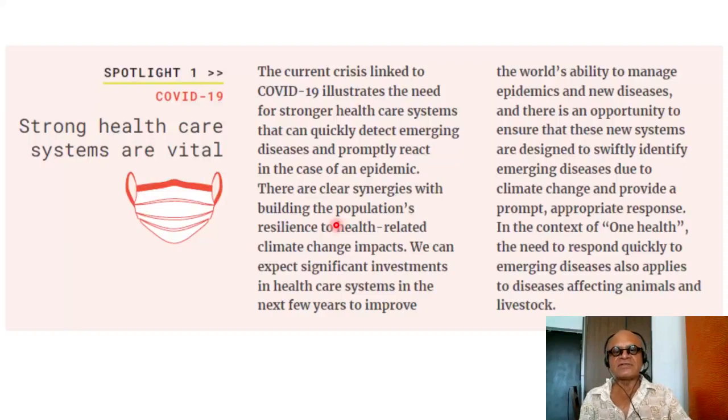So there are various ways in which you can deal with such healthcare system issues in the face of a rapidly evolving disease. There are clear synergies with building the population's resilience to health-related climate change impacts. We can expect significant investments in healthcare systems in the next few years to improve the world's ability to manage epidemics and new diseases, and there is an opportunity to ensure that these new systems are designed to swiftly identify emerging diseases due to climate change and provide a prompt, appropriate response.